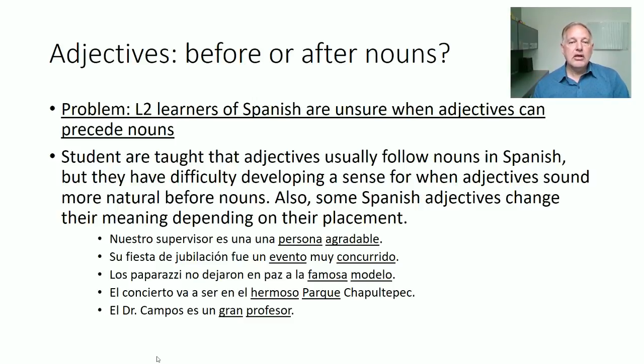Adjective noun. El doctor Campos es un gran profesor, right? El doctor Campos es un gran profesor de sintaxis, okay? Gran profesor means he's a great, marvelous, amazing professor, right? Profesor grande means something else, okay? So, when to put adjectives before nouns? Again, a topic to look up in your favorite grammar book.